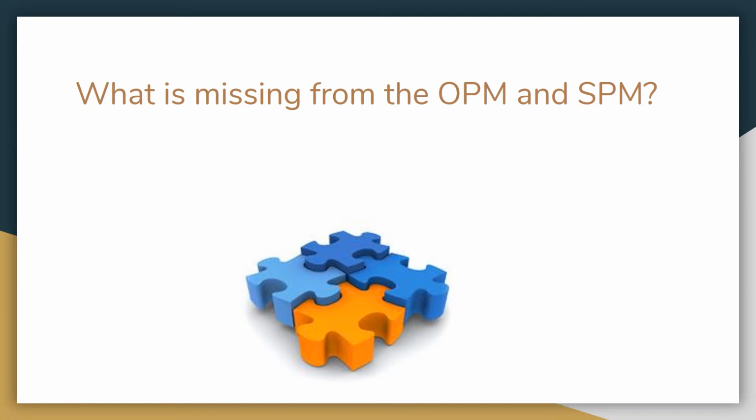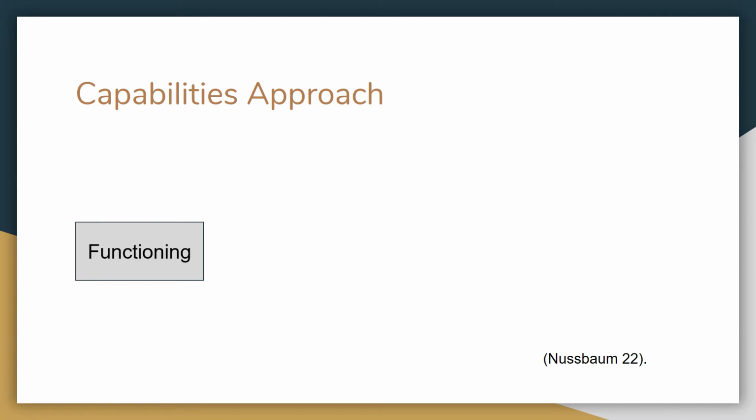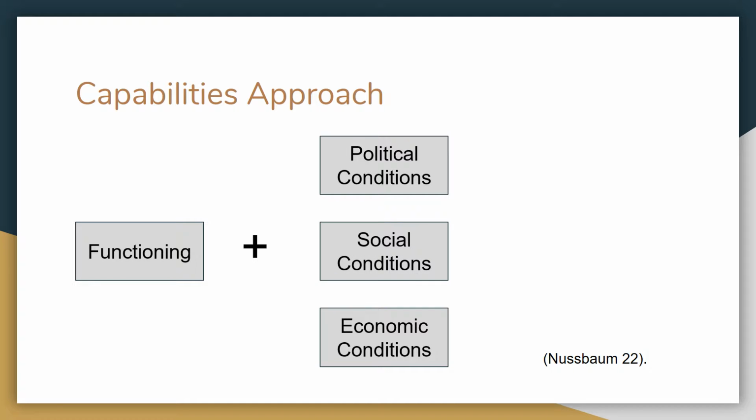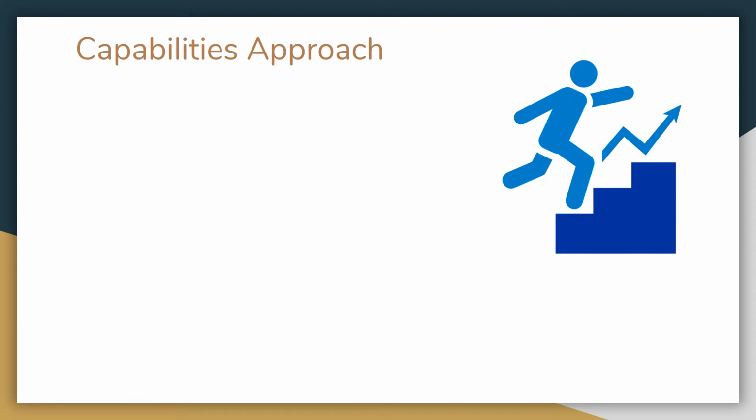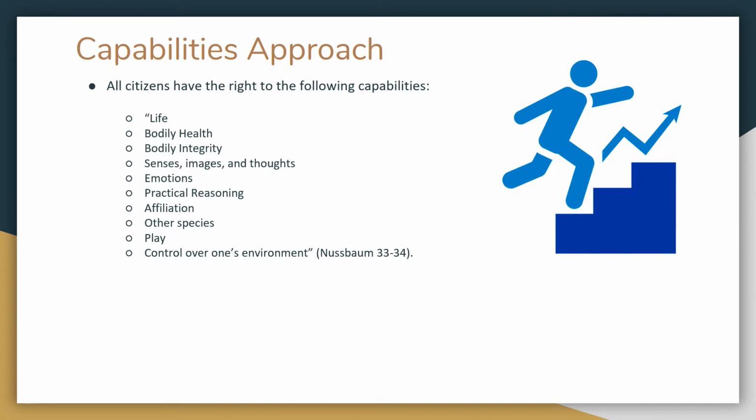So what is missing from the OPM and SPM? The measurement of capabilities and functions. Functionings are a state of being and doing. When you add proper political, economic, and social conditions, a person is deemed as capable. The capability approach uses this formula for capabilities to determine whether or not someone is impoverished. According to Nussbaum, everyone should have these basic capabilities. When someone cannot fulfill a capability, they are considered impoverished.